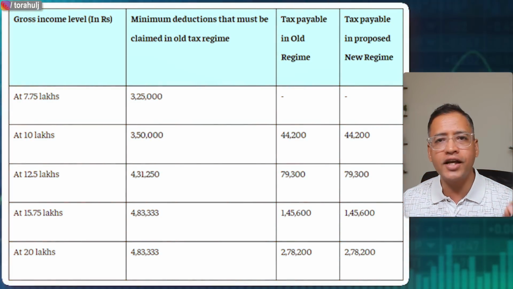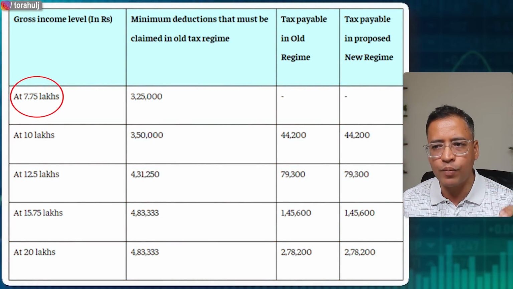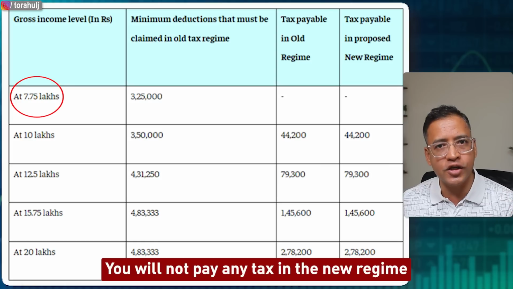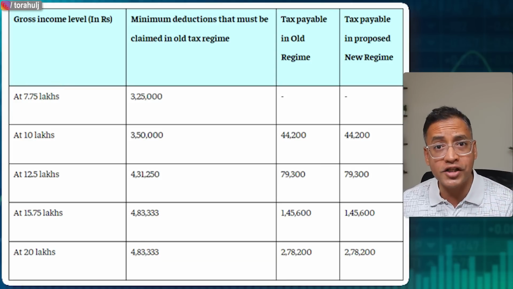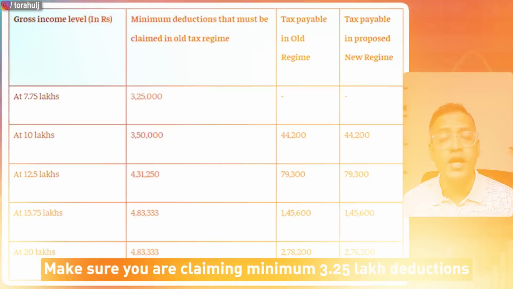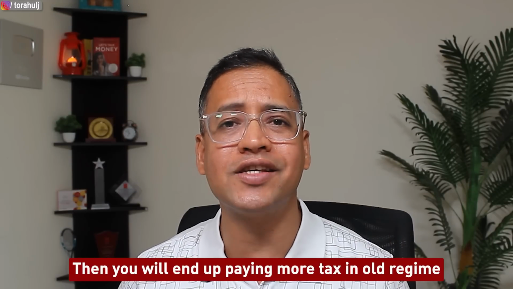And what you see here is that if your salary is at around 7.75 lakh rupees, you will not pay any tax in the new regime. And if you want to remain in the old regime and not pay any tax on this, please make sure you are claiming minimum 3,25,000 rupees of deduction in various heads. And if you're not able to claim minimum 3,25,000 rupees of deduction, then you will end up paying more tax in the old regime.